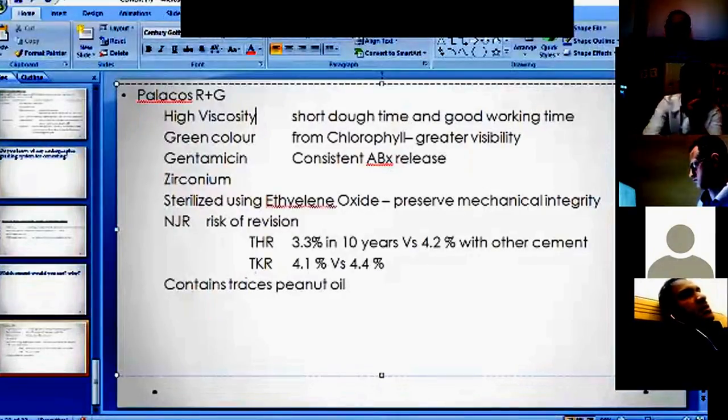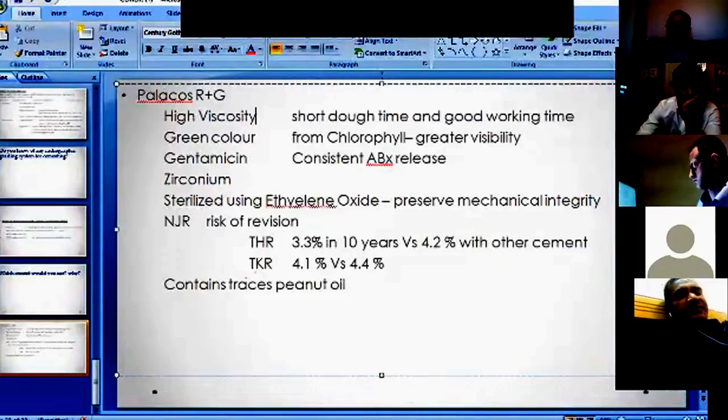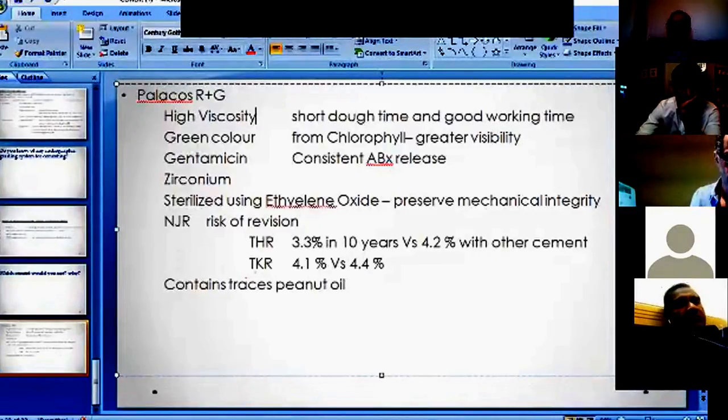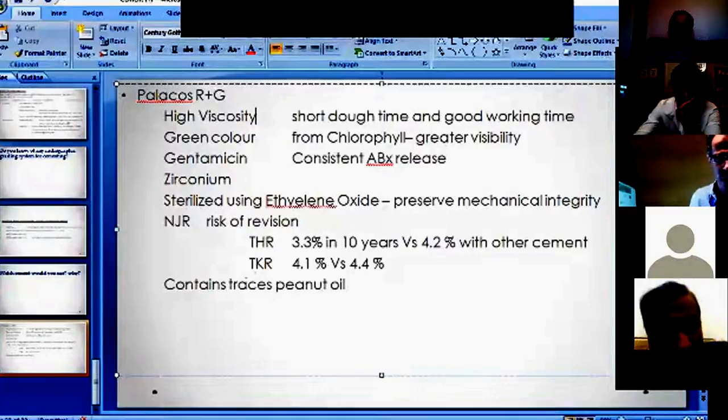In addition, as with anything to do with implantations of joint replacement, NJR, please. These figures are a little bit old, but the NJR data support the use of Palacos as the best cement, with reduction of revision when used for both total hip replacement and total knee replacement. So it has NJR backup. I'm also aware that Palacos contains traces of peanut oil, and therefore could be contraindicated or has to be used with caution in people who have peanut allergy.